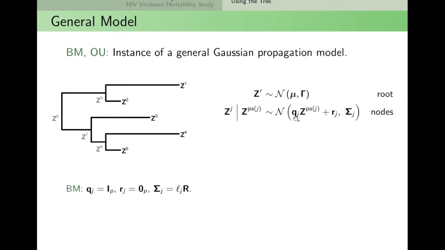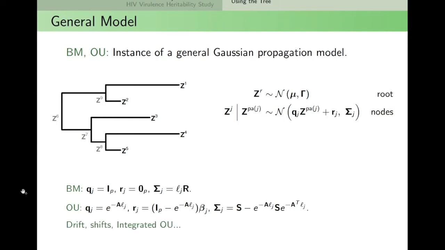So for the Brownian motion, for instance, if you let the Brownian motion evolve for a given time t, then the result will be distributed according to a Gaussian centered on where you started and with a variance which is proportional to the time of evolution t. So that's exactly what you have here. So Q would be 1, R would be 0, and sigma j here would be Lj, so the length of the branch j, and R the variance of the Brownian motion process. You can write the same thing for the Ornstein-Uhlenbeck, basically the same thing, except that you have this actualization parameter here.